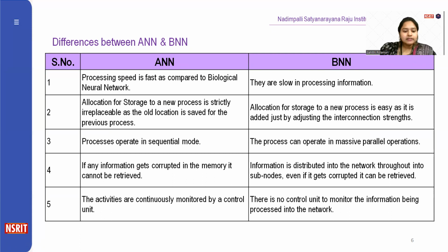Another difference is that in biological neural networks, there is no control unit to monitor the information being processed in the network. But in an artificial neural network, we have a control unit, and that control unit continuously monitors all the processes happening in the network. So these are some of the differences between artificial neural networks and biological neural networks.